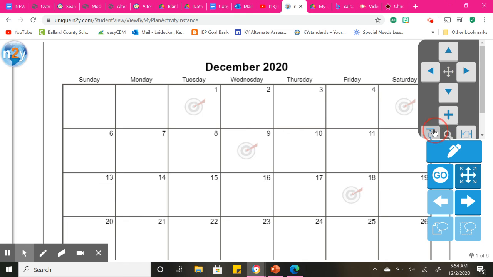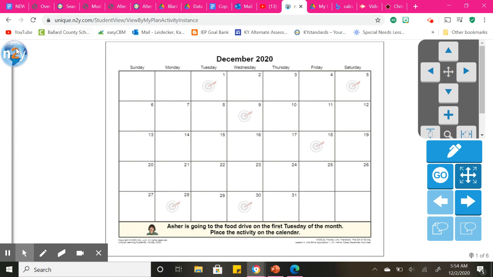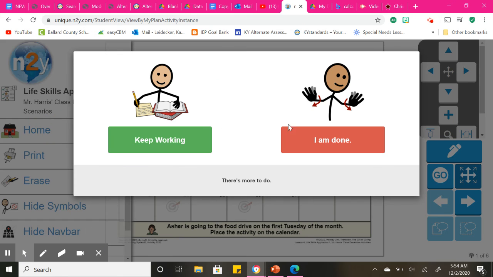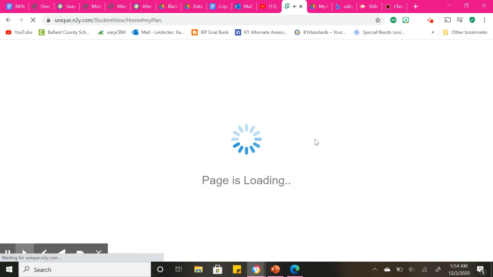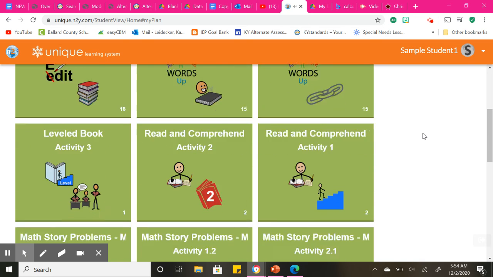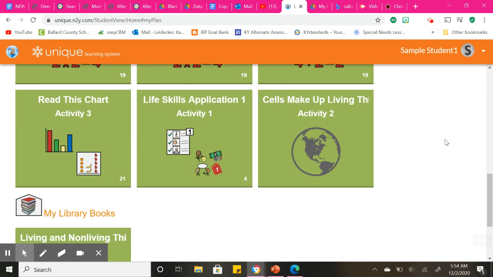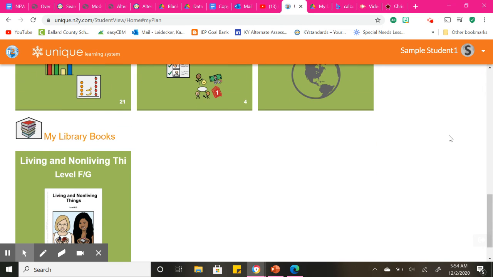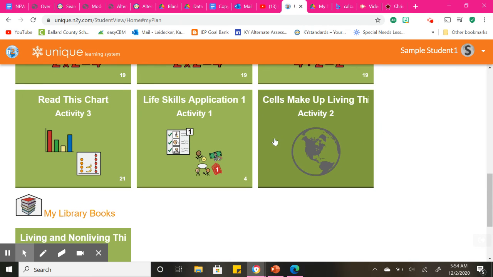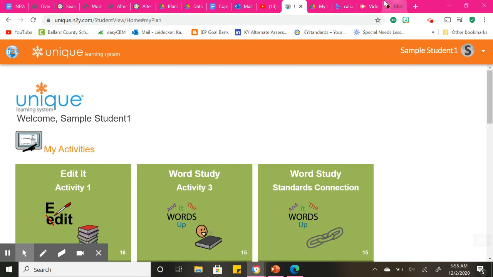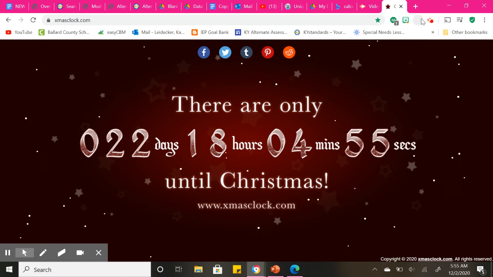Then you have your life skills application. So it's your calendar again, so make sure that you complete that if you have not already. And then for science, I'm just going to find different science activities for you the rest of this week. And then we will start fresh with vocabulary from Miss Staples on Monday. So you have this book to read, Living and Non-Living Things, and then you'll answer these questions based on this book.